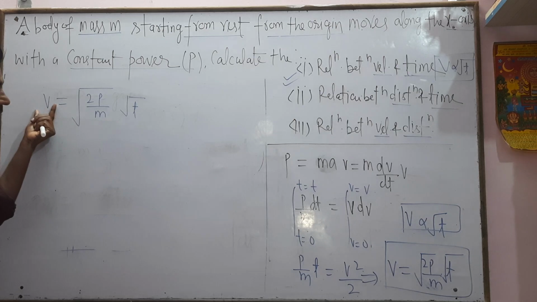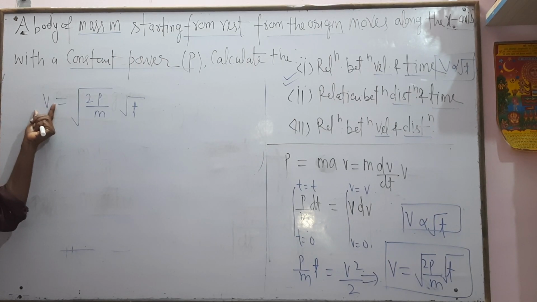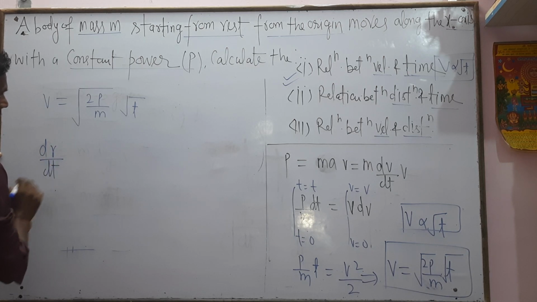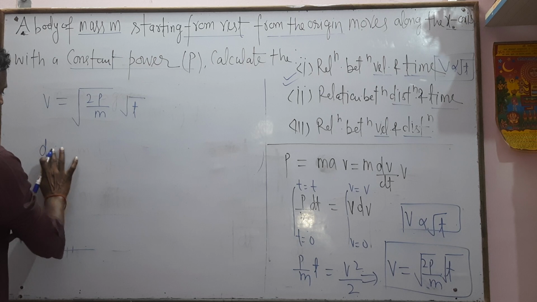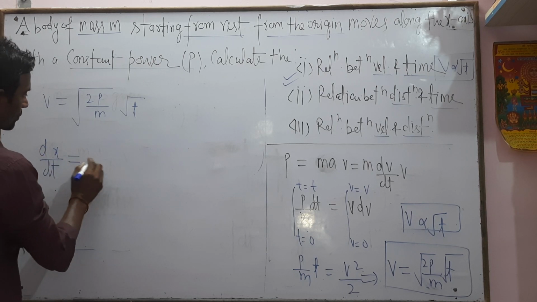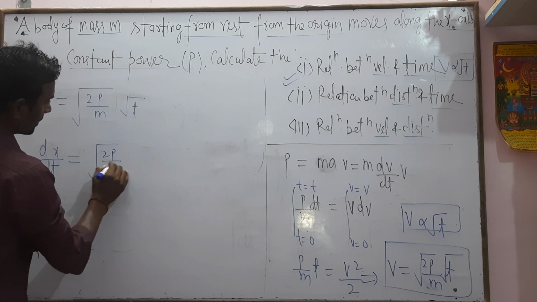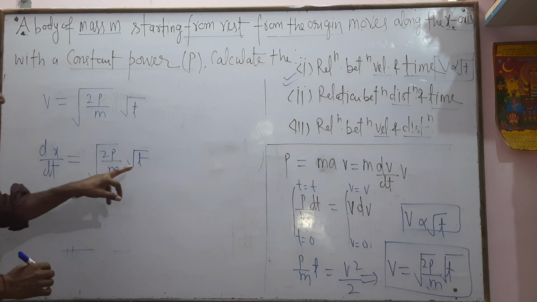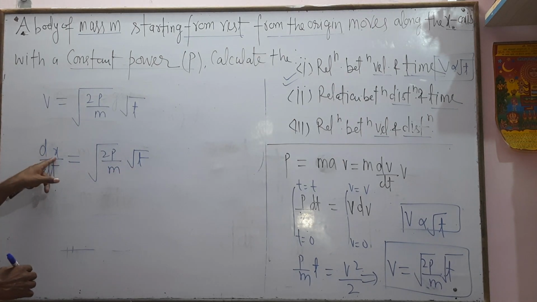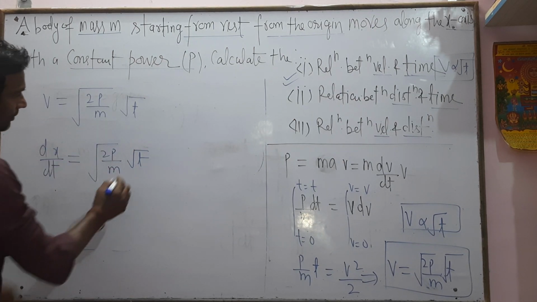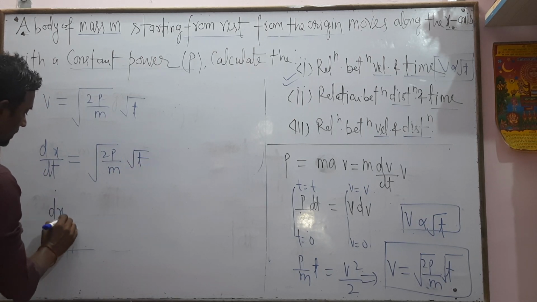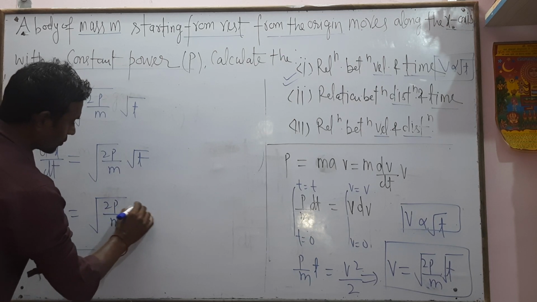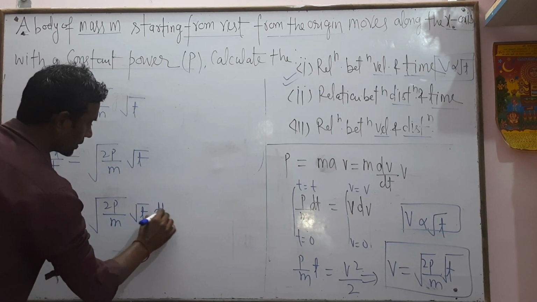V is the velocity. Velocity can be written as the rate of change of displacement, so dx by dt equals root of 2P by m into root of t. This dt will be shifted to the right-hand side because we need the value of x as a function of time. So we can say dx equals root of 2P by m into root of t into dt.